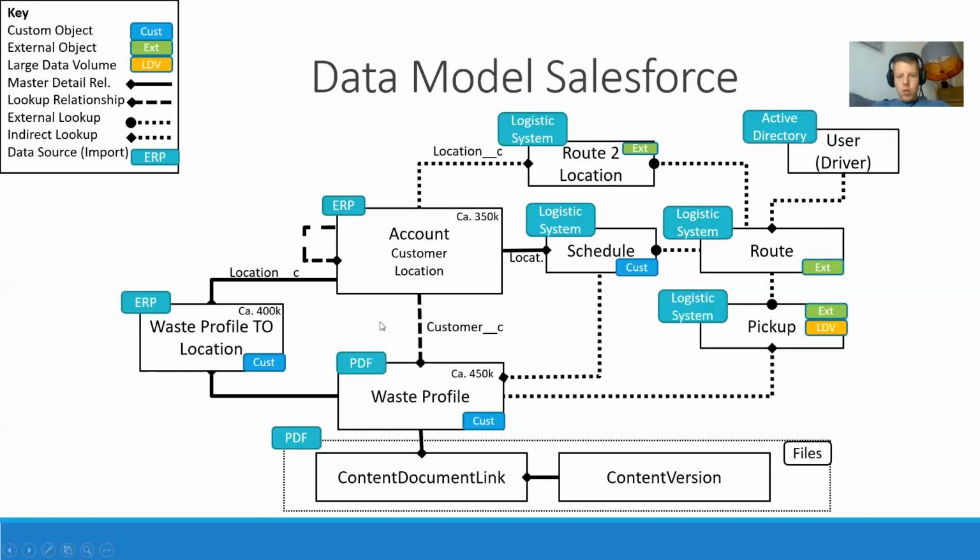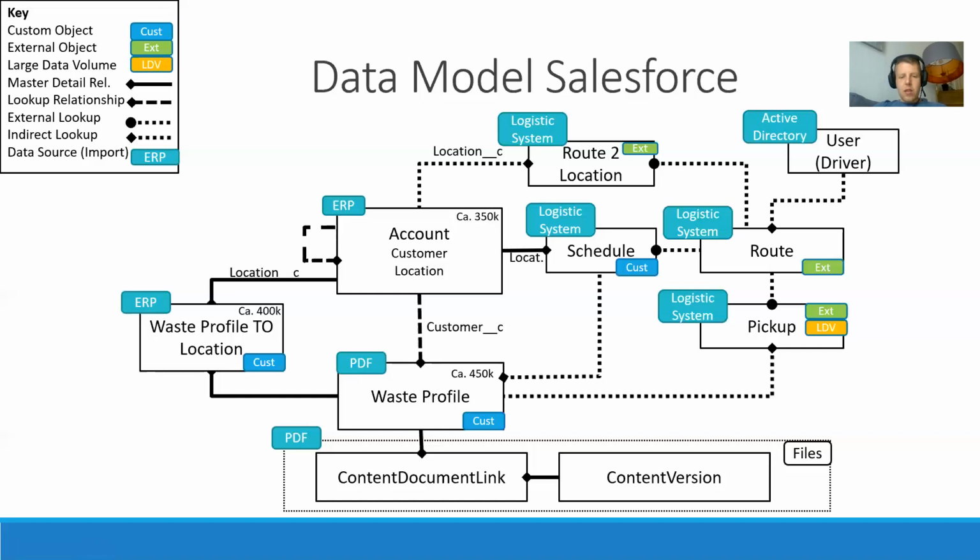And lastly, we come to the topic of the waste profiles. A waste profile is connected to our customer via the customer C. Then a waste profile is also connected to one or more locations, and one location has one or more waste profiles. Therefore, we have another junction object, waste profile to location, in the middle. It's another custom object. These waste profile to location, and the account, customer and location data are controlled by the ERP system, not controlled, imported. And the waste profile data itself is imported from the PDF, also from the existing documents.